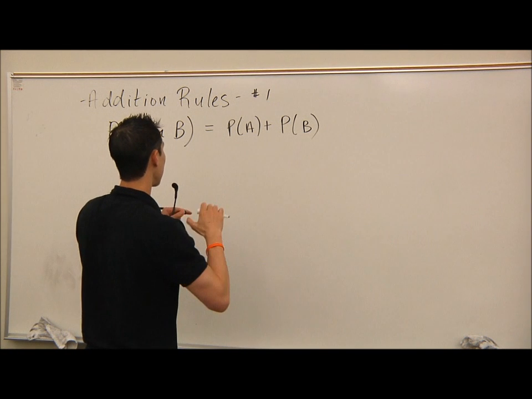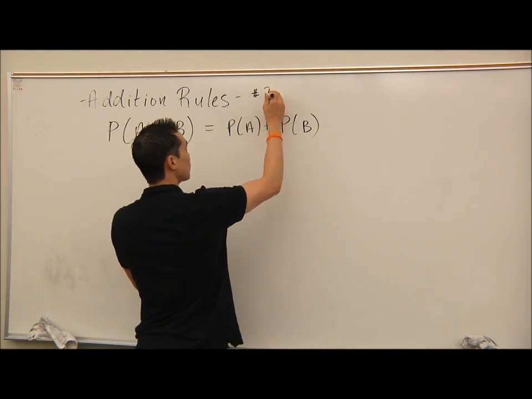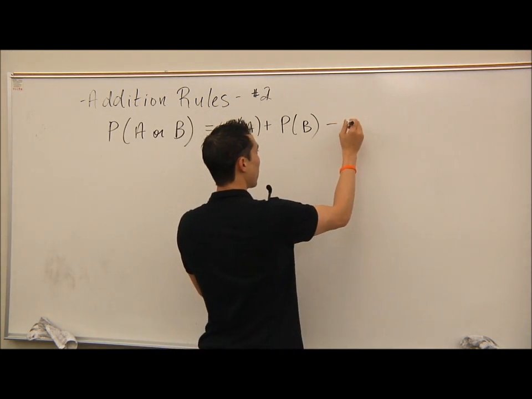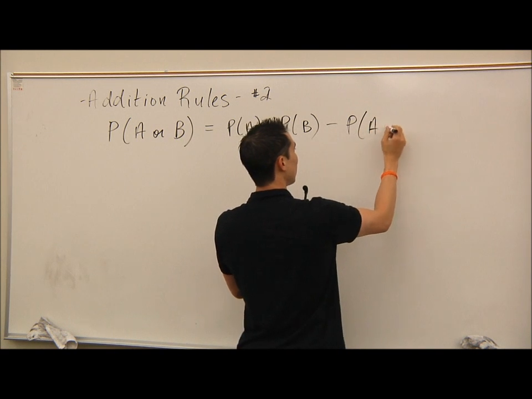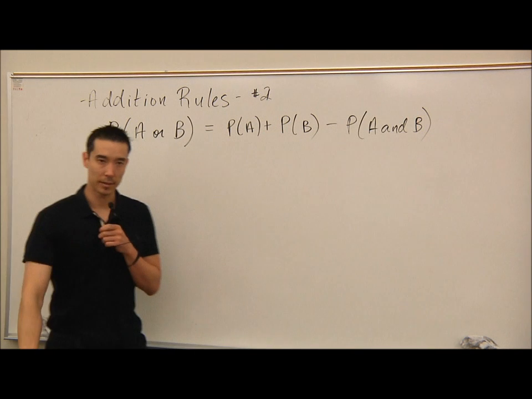Probability of A or B, making this addition rule number 1, turn it to number 2. Probability of A plus the probability of B minus the probability of A and B both occurring at the same time. Okay?